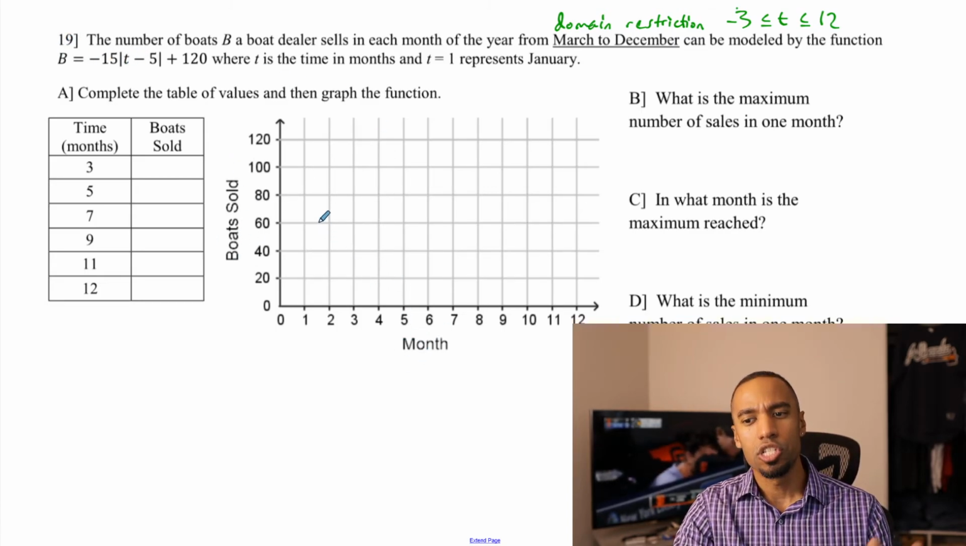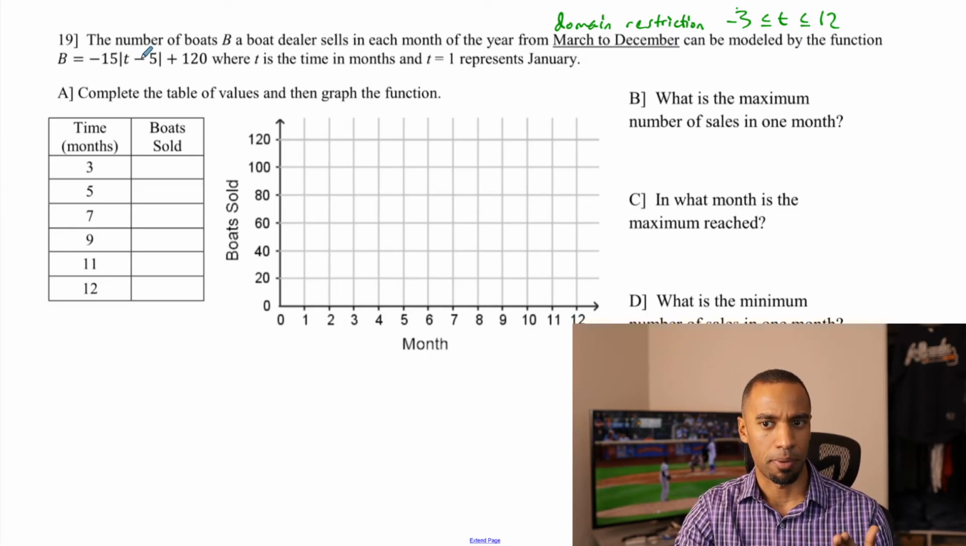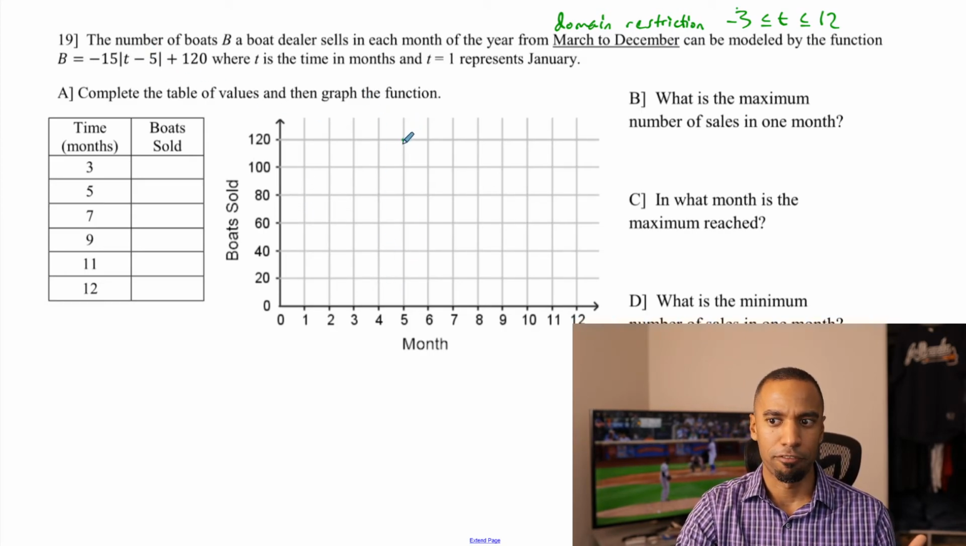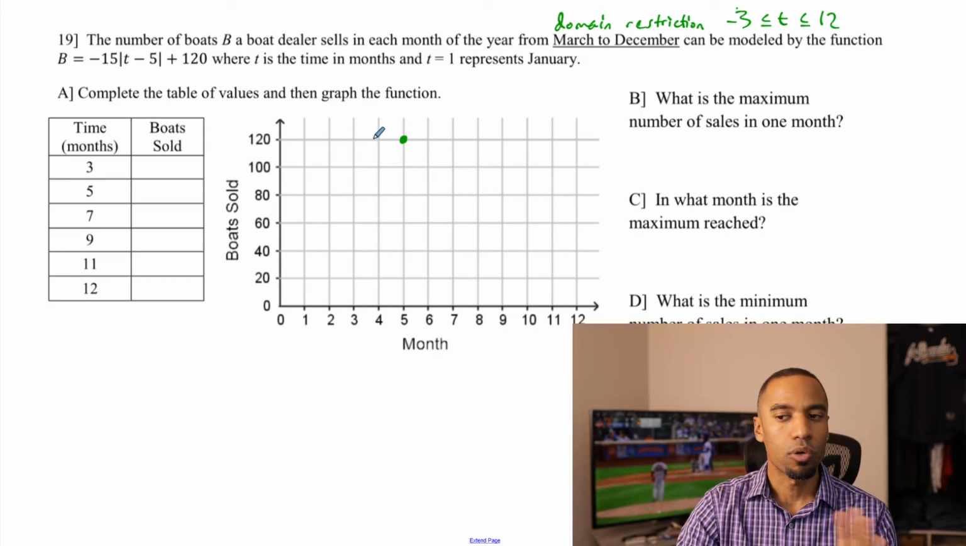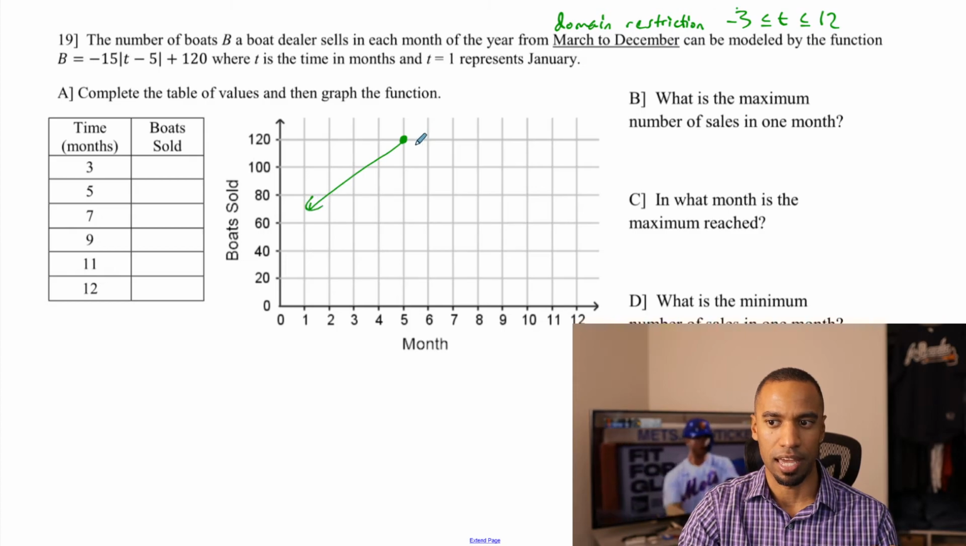Boats sold in months. To just make sense of this, guys, here's basically what's happening. I do know this: I got a vertex at 5, 120. I don't know exactly how the slope will look, but let's say it's something like that, right?